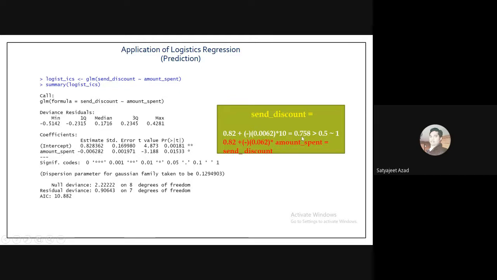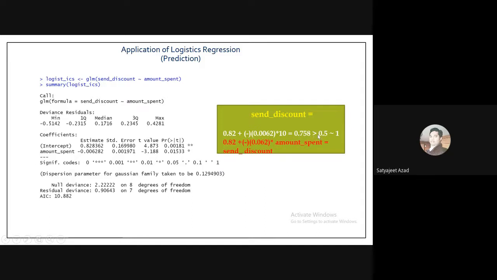So this is the mathematical model of logistic regression we have derived from the historical data, whatever we have in the training data. Now the question, if I ask you, if there is one customer whose spending is $10, should I send a discount to that person or not? I will put this 10 here as the amount spent, multiply it, and the value comes out to be 0.758, which is more than 0.